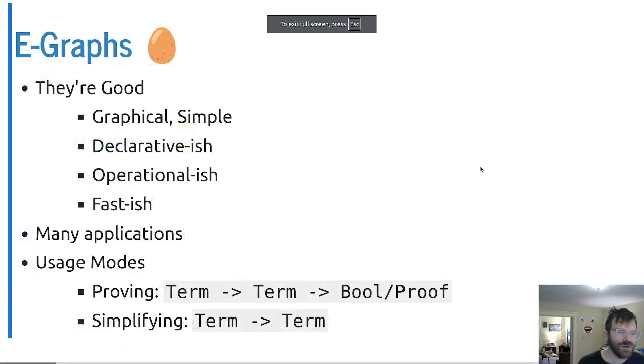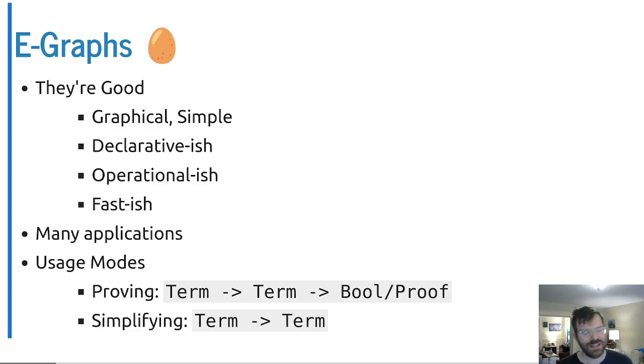And I also want to note that there are two main usage modes that I see people using. There are more, but the two main usage modes people are using egg in, or eGraphs: the proving mode or the simplifying mode. The proving mode is you give in term A and term B, and then the thing runs, and eventually returns a bool saying if it's proven them to be equal or not, or perhaps a proof of them being equal or not.